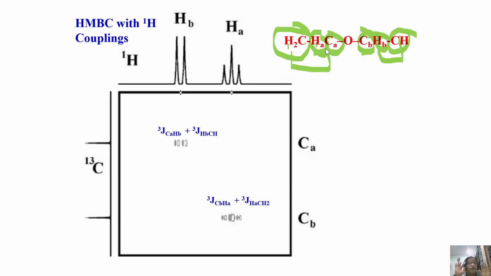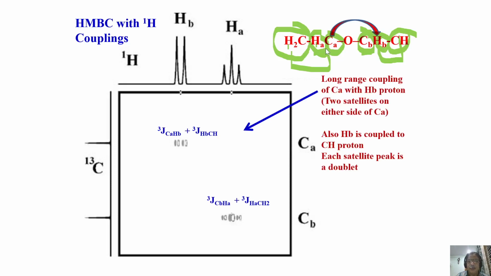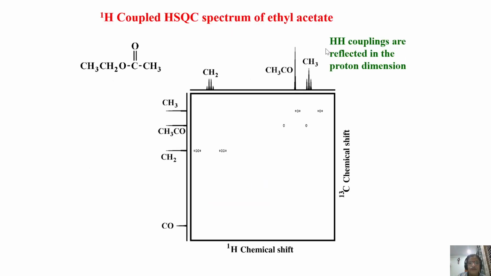So we took 4 examples, 2 examples without bringing in HH couplings in the satellite spectrum. In the remaining 2 examples of HSQC and HMBC, we also introduced proton-proton couplings. I hope it is all clear for you. Okay. This is what it is. Now let us take the simple example of ethyl acetate and try to analyze the spectrum. Now, this is a 1H coupled HSQC.